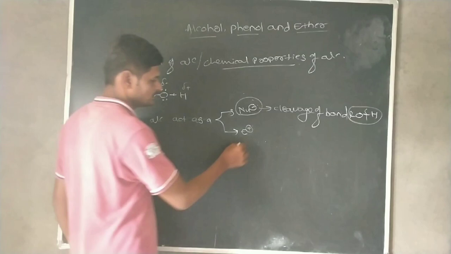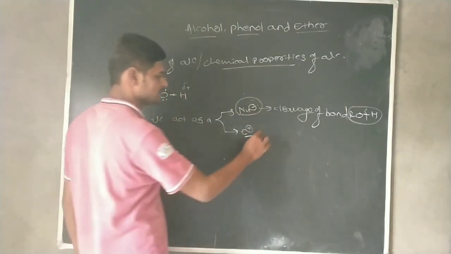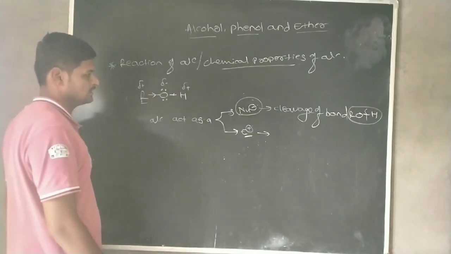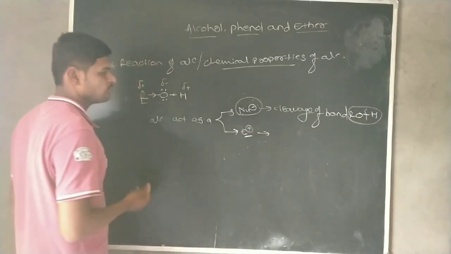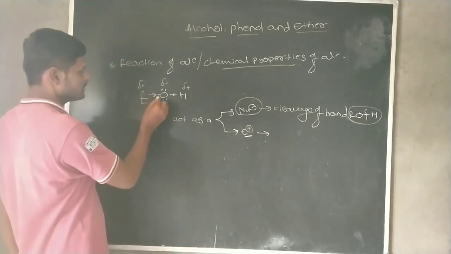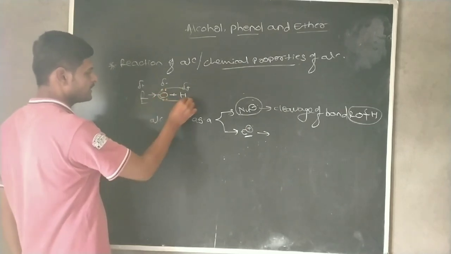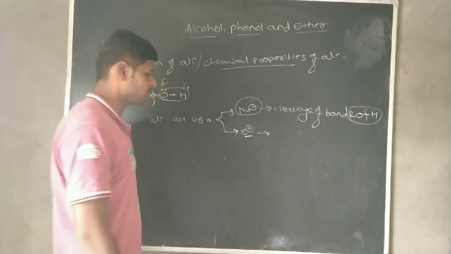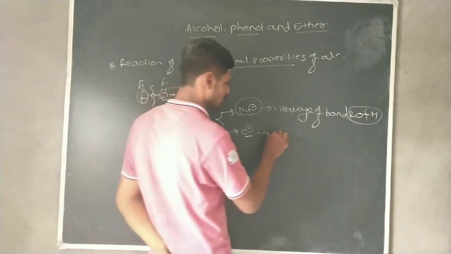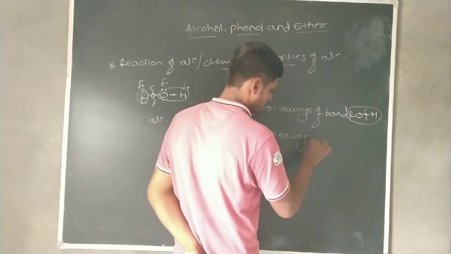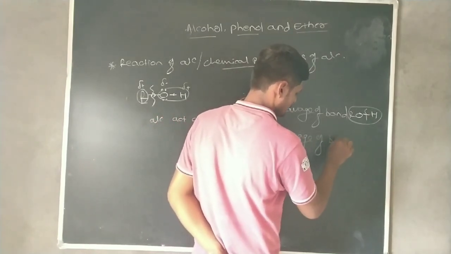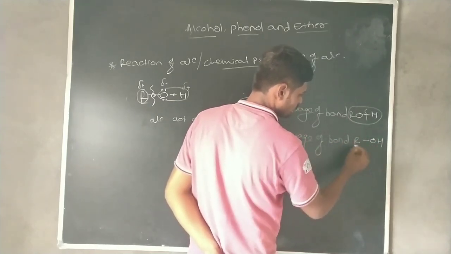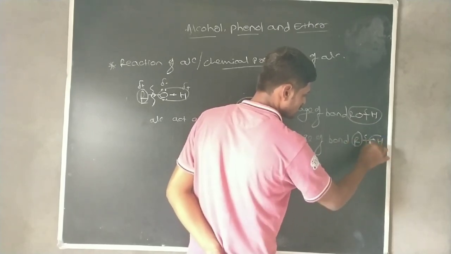And sometimes the alcohol acts as an electrophile. In this case, the alcohol becomes partially positive, an electron deficient species. This electron deficient species is formed by breaking the bond between the hydroxyl group and the alcohol. That means for formation of the electrophile, the cleavage happens between the R and OH group, between the alkyl group and hydroxyl group.